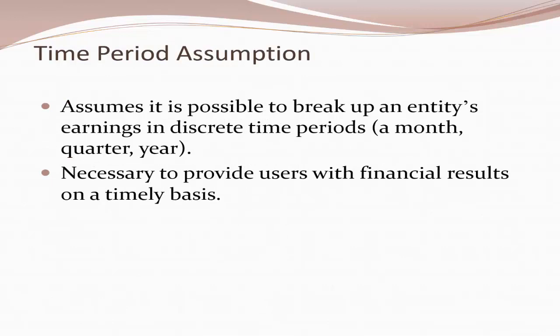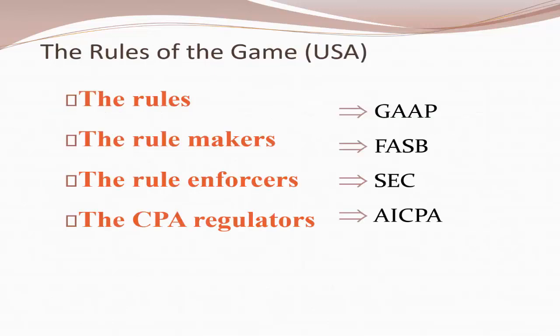Now we will see the time period assumption. We assume that it's possible to break up an entity's earnings into discrete time periods. It could be a month, a quarter, a year. So it's necessary to provide users with financial results on a timely basis. There is a rule of the game, so there are rule makers and rule enforcers for GAAP. We call it the SEC, and the CPA regulators, the AICPA.